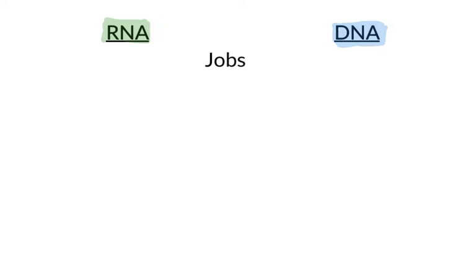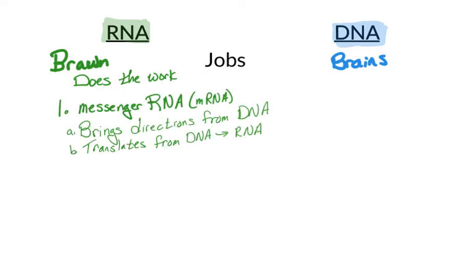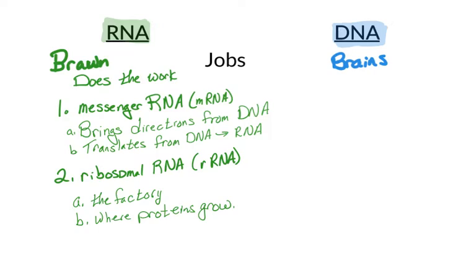And we can look at the different jobs that RNA and DNA have. We might say that the DNA is the brains of the operation, whereas the RNA is the brawn. So most of the work is actually done by the RNA, and we have several different types. First, we have messenger RNA, whose job is to take the message from the boss, the DNA, and bring it into the ribosomal RNA, which is the factory where things are made. And so the messenger RNA translates the information from DNA code to RNA code and brings it into the factory where the proteins are actually made.